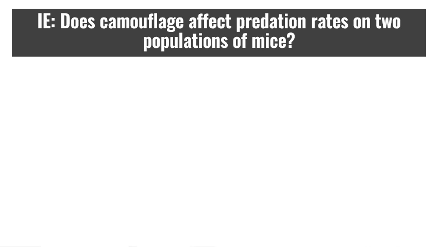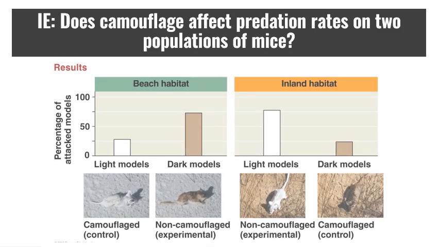The science question here was, does camouflage affect predation rates on two populations of mice? So I would hypothesize that camouflage would have an impact on predation. The ones that can camouflage themselves better are going to avoid predation. So I would predict that those with better camouflage are more likely to survive than those without camouflage. So I look at an example here.